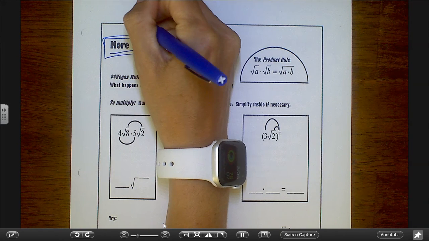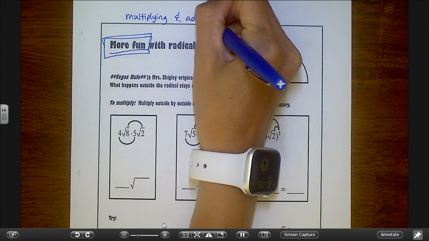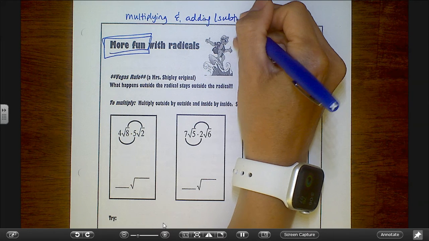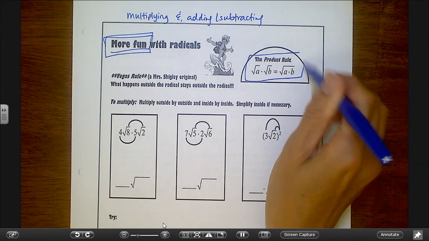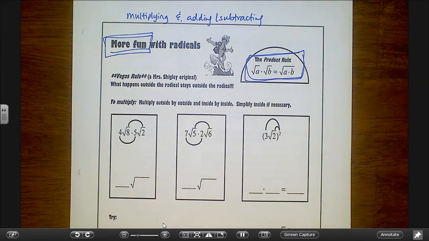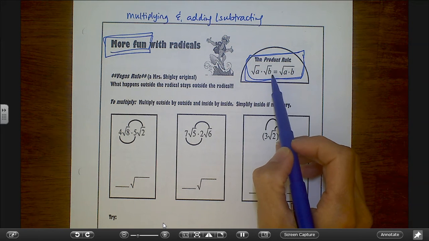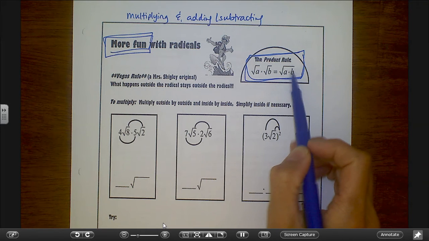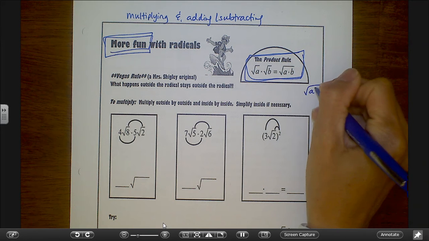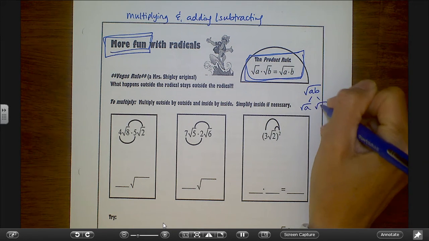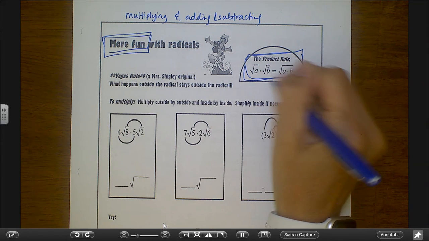But this is what we call combining radicals. So multiplying and then adding and subtracting radical expressions. So we have what's called the product rule, and we already know this because we've been doing it with simplifying radicals, right? If you have the square root of a times the square root of b, you can write that under one radical as the square root of a times b. When we were simplifying, if it was ab, we would simplify it as the square root of a times the square root of b. So we've done this backwards, right? Now we're doing it the other way.